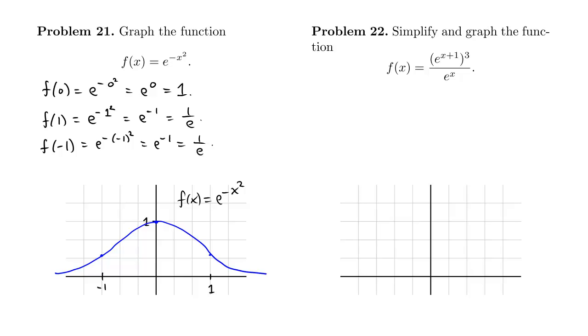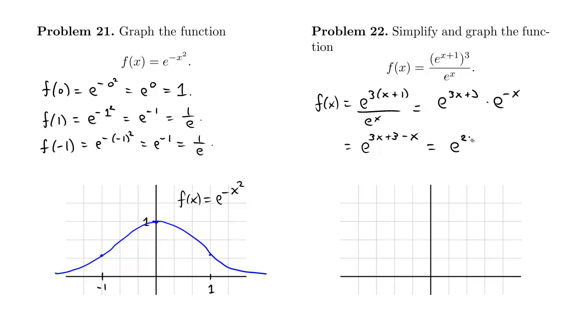Our final problem on exponentials is to simplify and graph e to the x plus 1 all cubed divided by e to the x. Here we get to use our exponent rules. The numerator is really e to the 3 times x plus 1, or e to the 3x plus 3. The e to the x in the denominator can come up to the numerator as e to the minus x. Since we have a common base of e, we can add these exponents to get f of x equals e to the 2x plus 3.